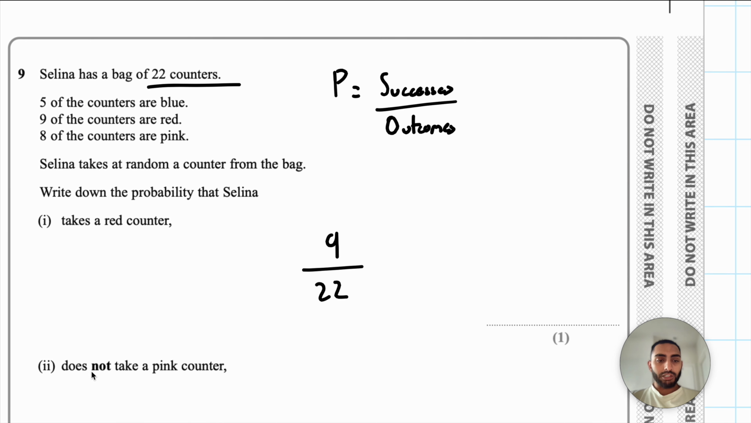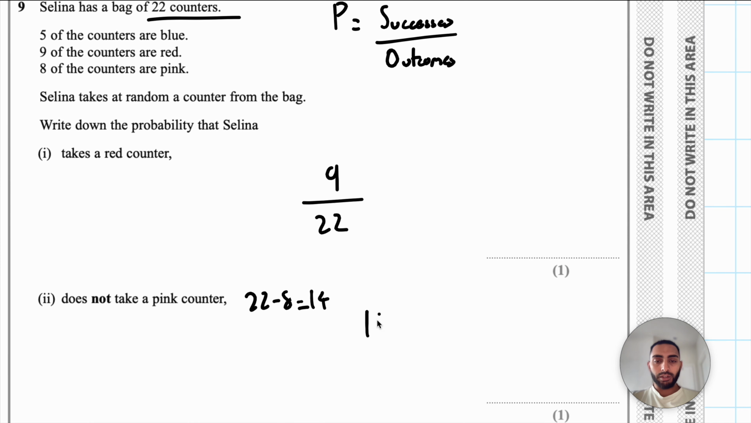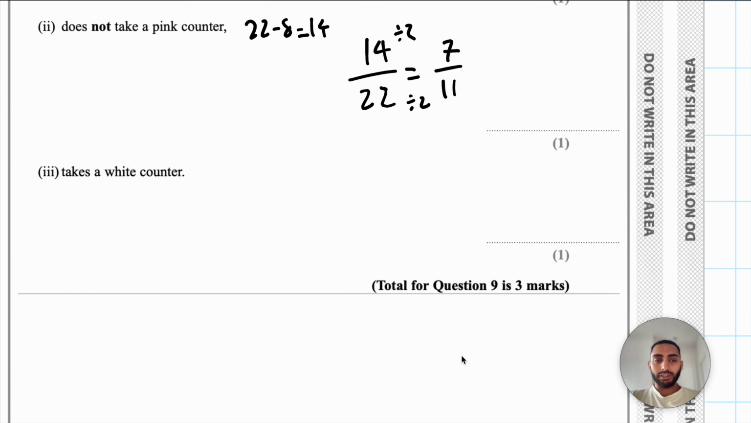Part 2 does not take a pink counter. So how many counters are pink? There's 8. So how many counters are not pink? We need to do 22 take away 8. That gives us 14. So it'd be 14 chances of success out of 22 possible ones. And that would simplify. You can divide both of these by 2. 14 divided by 2 is 7, and 22 divided by 2 is 11.